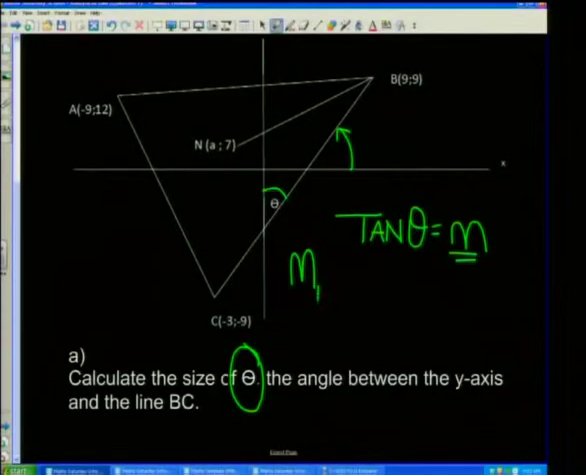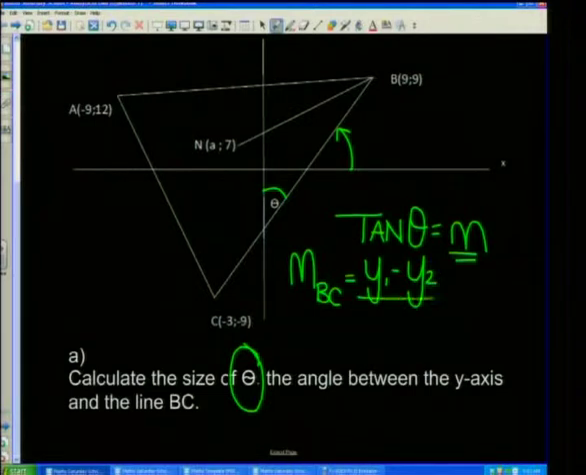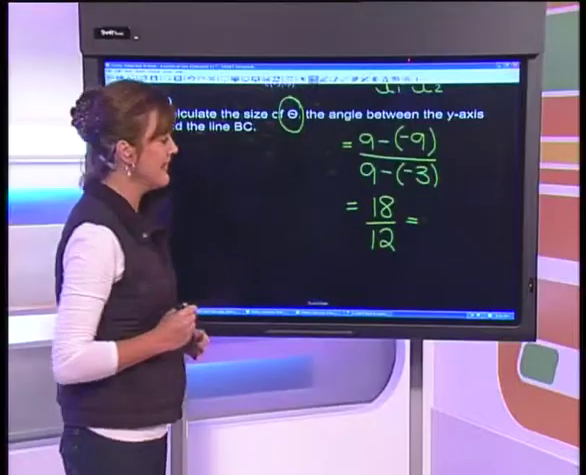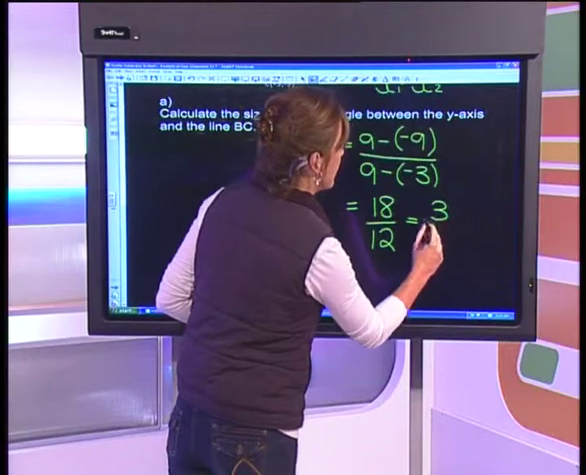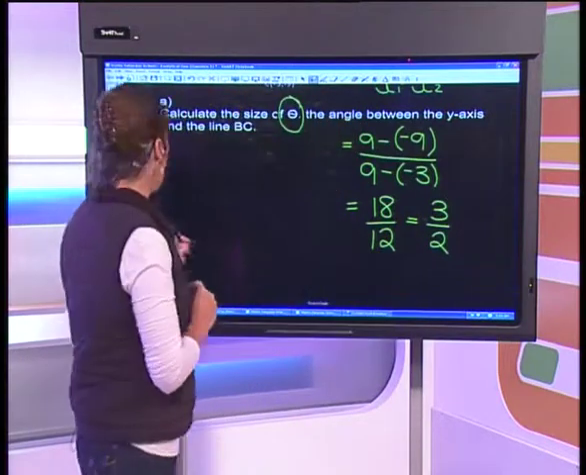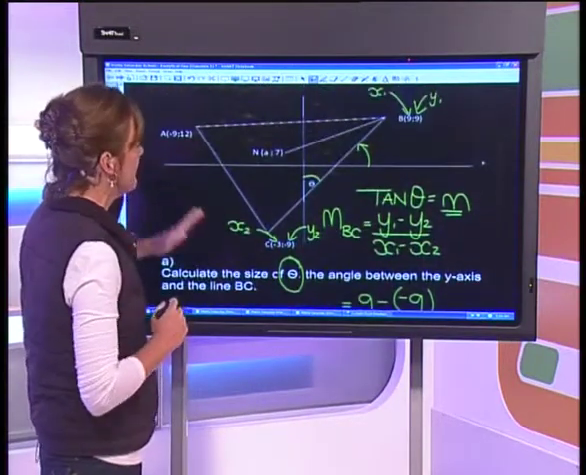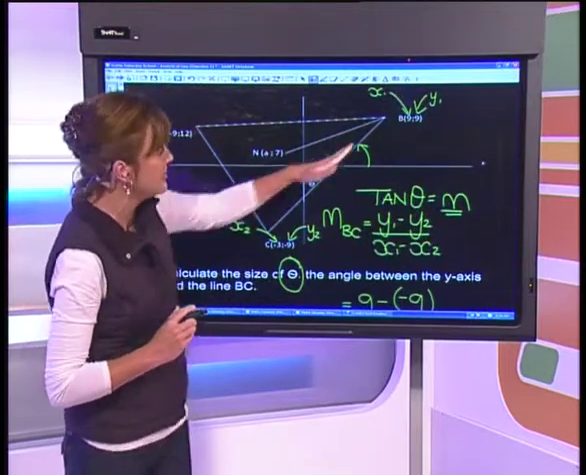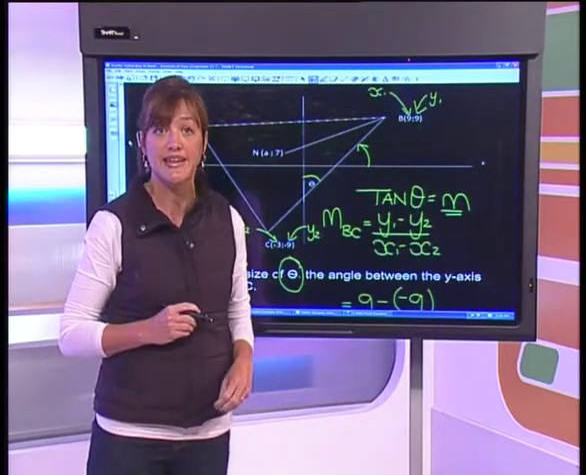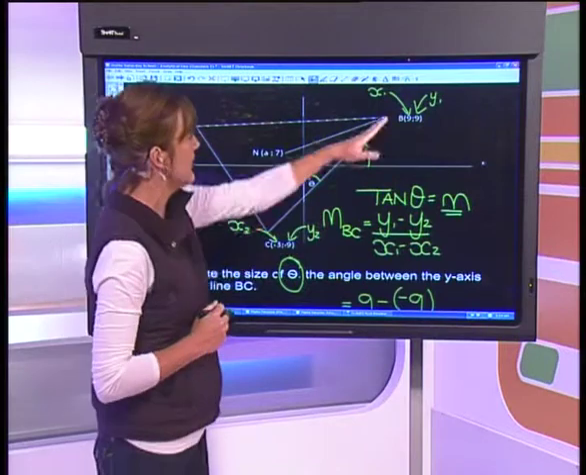The gradient of line BC is going to be found by taking y1 minus y2 over x1 minus x2. That is going to give us 3 over 2. It's a positive gradient. Remember, grade 12s, if our line is going in this direction over here, that is a positive gradient. And that is the gradient 3 over 2.